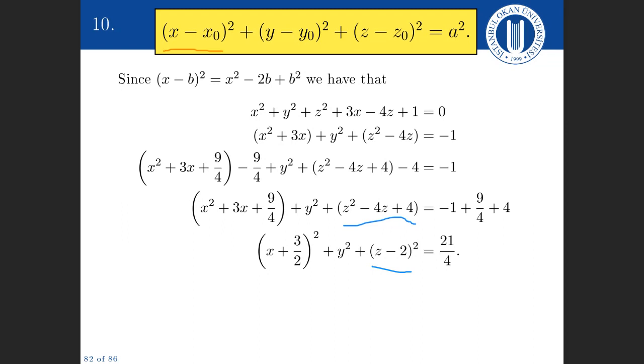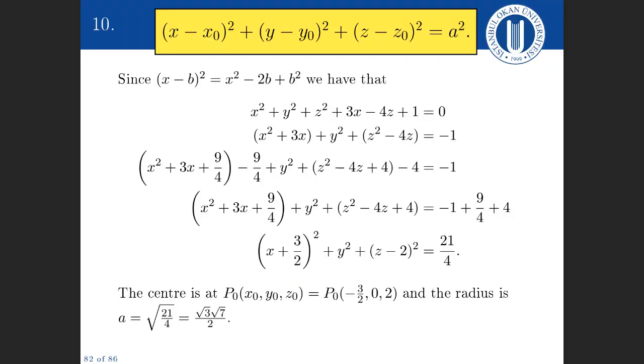Instead of x minus x0, I have x plus 3 over 2. That tells me that x0 is minus 3 over 2. Instead of y minus y0, I just have y. That tells me y0 is 0. And instead of z minus z0, I've got z minus 2. So z0 must be 2. And equal to a squared, I've got 21 over 4. The center must be at minus 3 over 2, 0, 2. And the radius must be the square root of 21 over 4. That's the square root of 3, square root of 7, divided by 2.